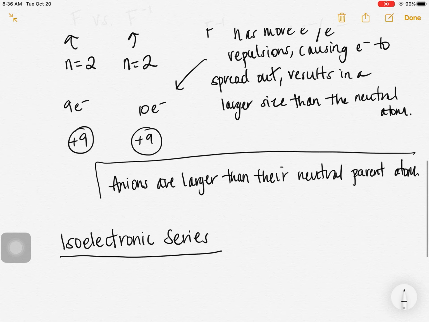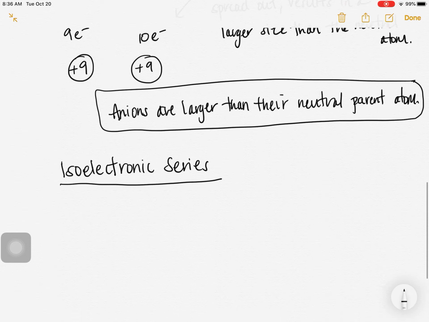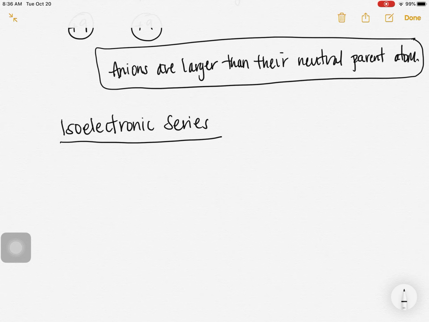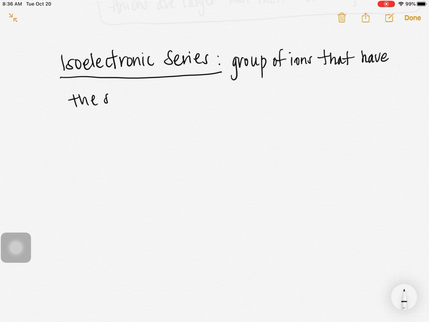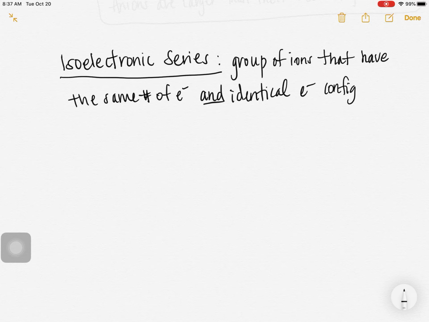Okay, so cations are smaller, anions are larger, and it really deals with how many electrons there are and how the repulsion is happening. Okay, so that's your discussion on sizes of ions. And then we have this last thing to talk about, which we have mentioned before, about something called an isoelectronic series, which is a group of ions that have the same number of electrons and identical electron configurations.